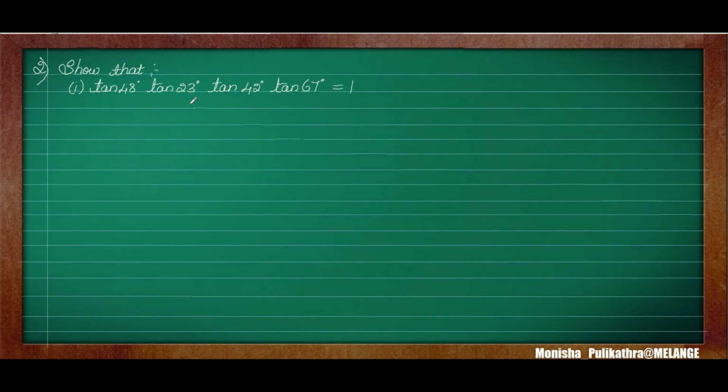Here we need to prove that tan 48 into tan 23 into tan 42 into tan 67 is equal to 1. Okay, here any two you need to change into its complementary angles. I will be changing the first two into complementary angles. So here tan, instead of 48 I will be writing 90 minus 42, because 90 minus 42 is 48. Next tan, instead of 23 I will be writing 90 minus 67, because 90 minus 67 is 23. Next tan 42 into tan 67, write as it is.